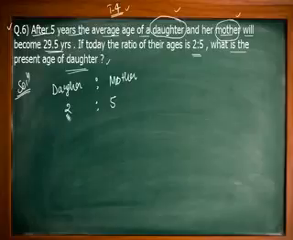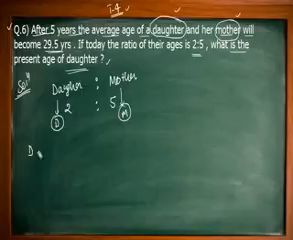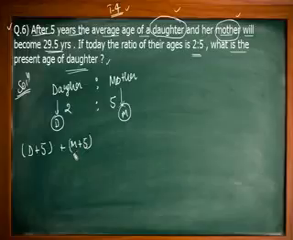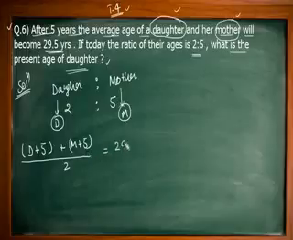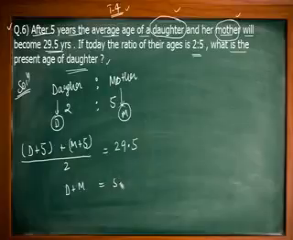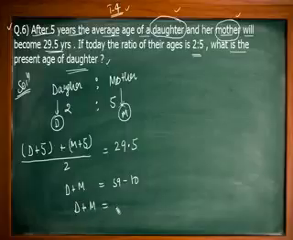So suppose the present age of daughter is D, and the mother is M. After 5 years it will be D plus 5, and the age of mother will be M plus 5, and their average, divided by 2, will be equal to 29.5. So guys, cross multiply and you will get D plus M equal to 59 minus 10. D plus M, daughter plus mother, will equal 49.